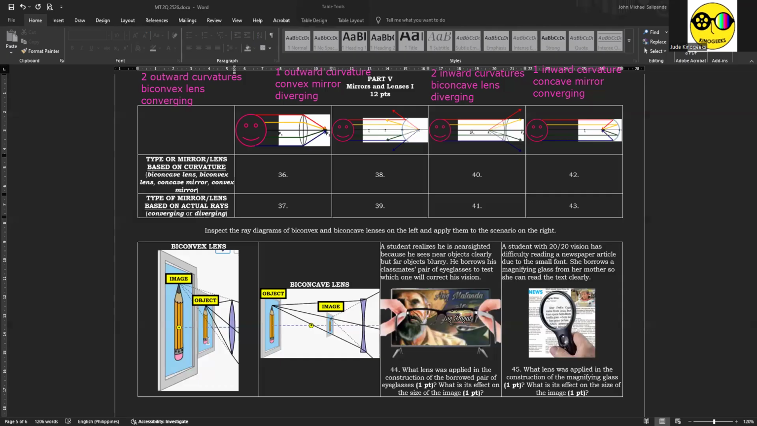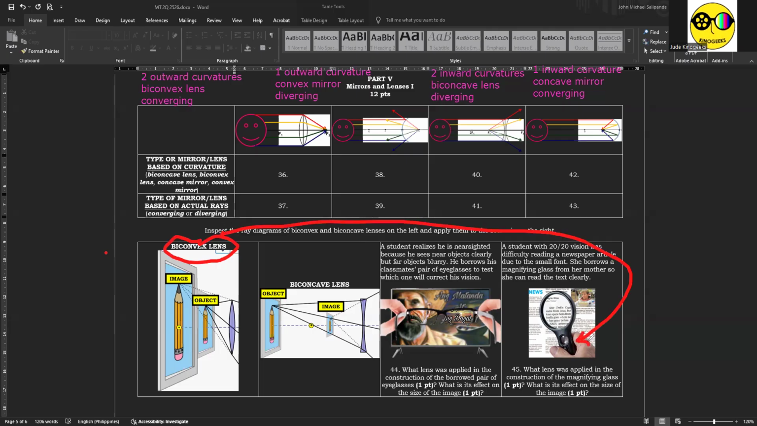For the biconvex lens, if the object is in close proximity to the lens, therefore, it will yield a magnified image. So therefore, which scenario between 44 and 45 has a magnified image? That's number 45. So therefore, biconvex lens must be answered in number 45.